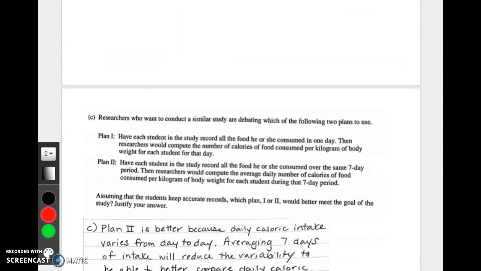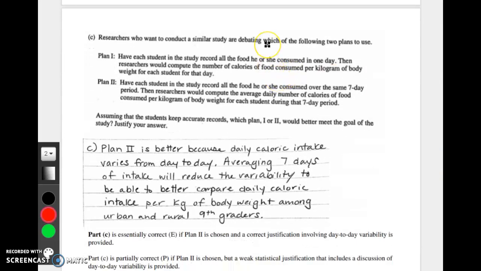And then last, part C. They want to conduct a similar study and are debating which of the following two plans to use. Plan 1 was they have each student in the study record all the food he or she consumed in one day. Then researchers would compute the number of calories of food consumed per kilogram of body weight for each student for that day. So pretty much what it sounded like this study did. Plan 2 was have each student in the study record all the food he or she consumed over the same 7-day period. So let's say Sunday through Saturday. The researchers would compute the average daily number of calories of food consumed per kilogram of body weight for each student during that 7-day period.